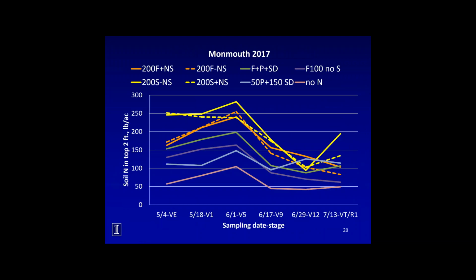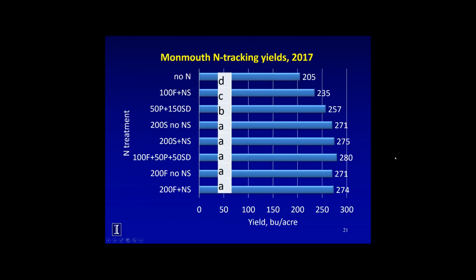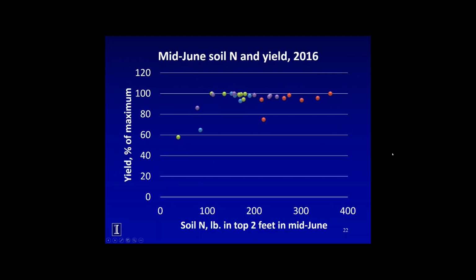This is another site we did this. You can see levels again bounced around but showed that decline, and we did not see really any effect of timing, except the 50 plus 150 in this case did not yield as well as 200 put on at these other times. So this is a really preliminary and quick look at this, but when we looked at some of these data over sites, this is the soil nitrogen in the top 2 feet in mid-June, and then this was the final yield of these.